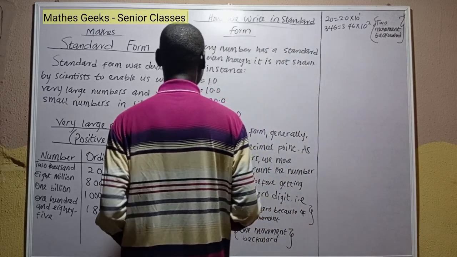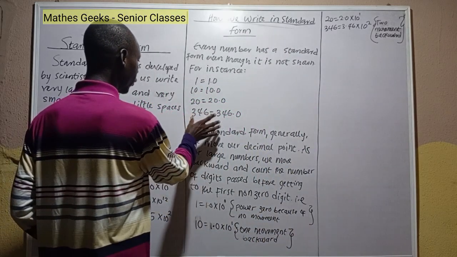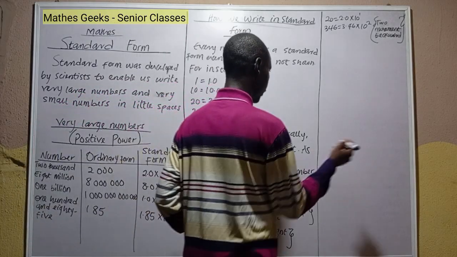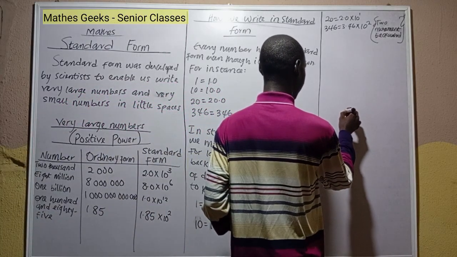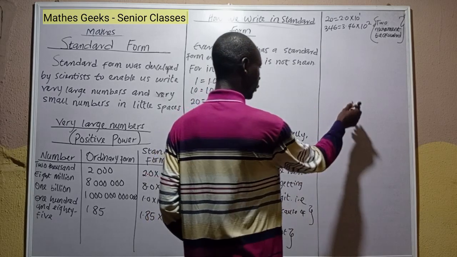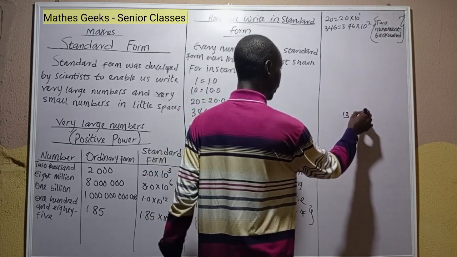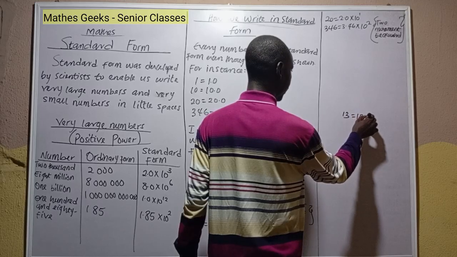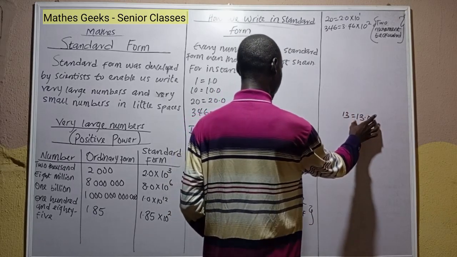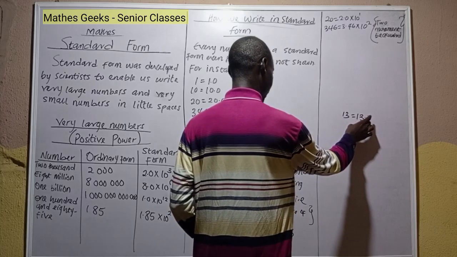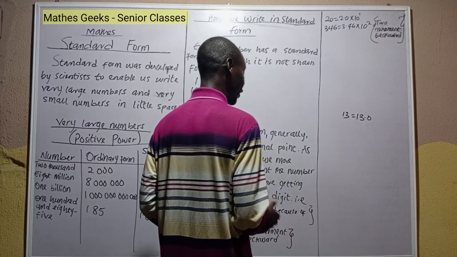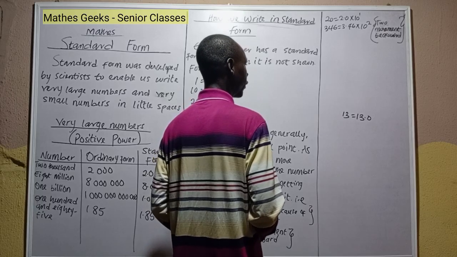If you followed when I said every number has a decimal point, take for instance a number like 13. Ordinarily it has a decimal point, 13.0. So it is not in standard form as it is, even though it has a decimal point and 0. Writing standard form basically means to move our decimal points.